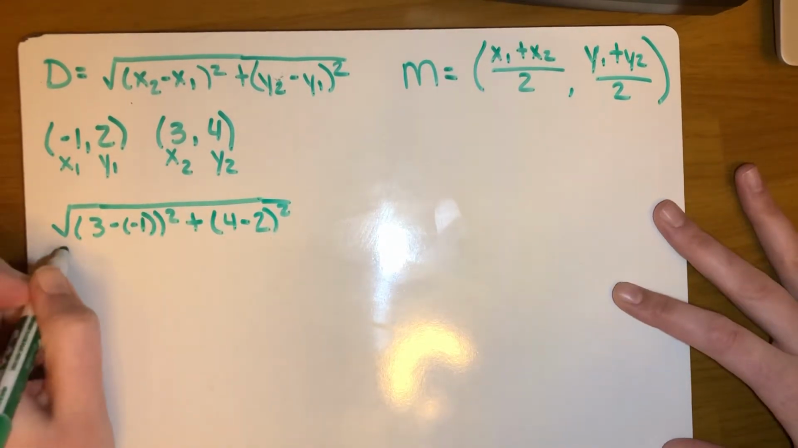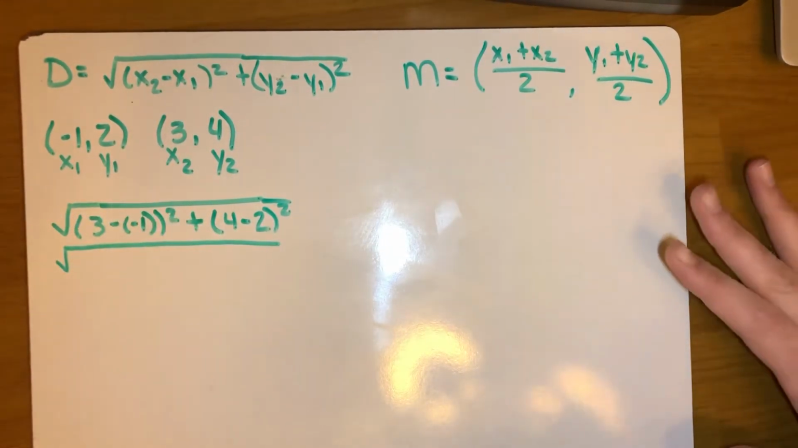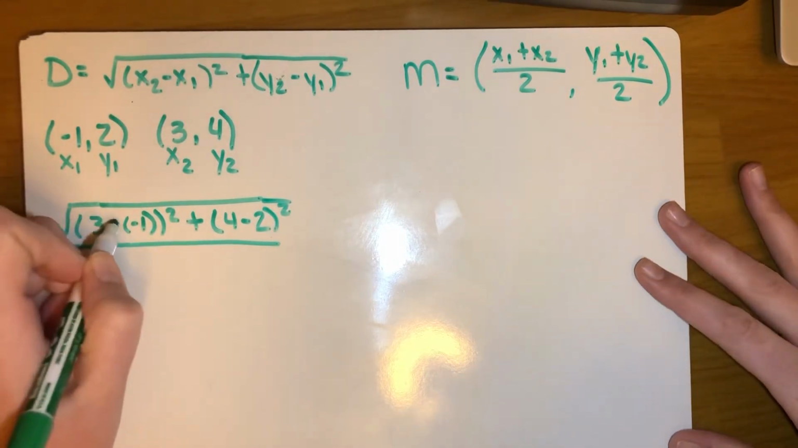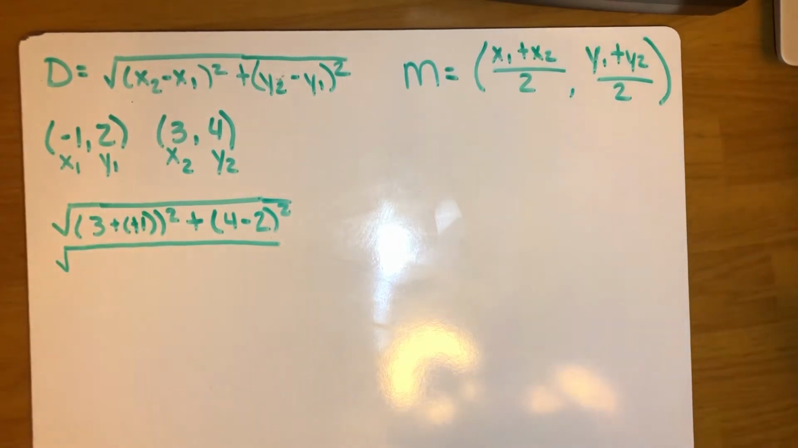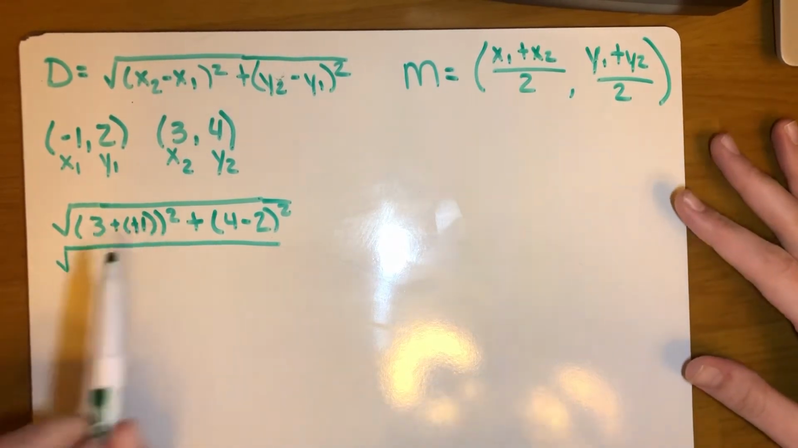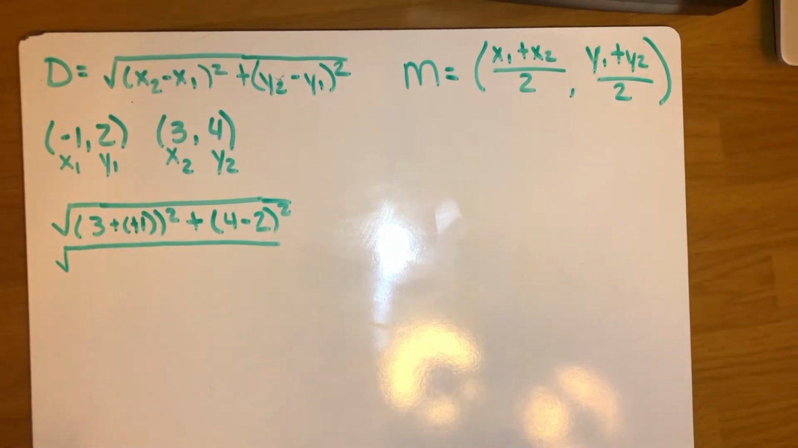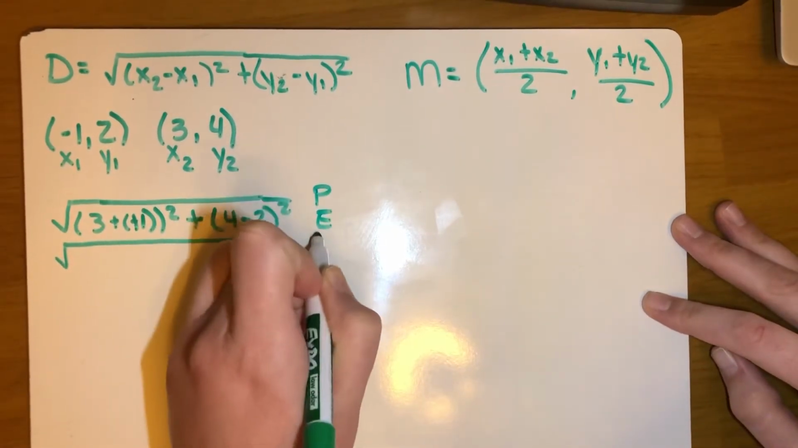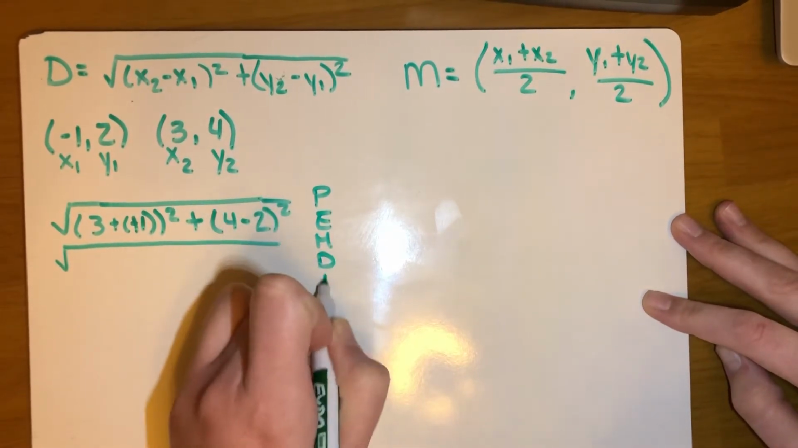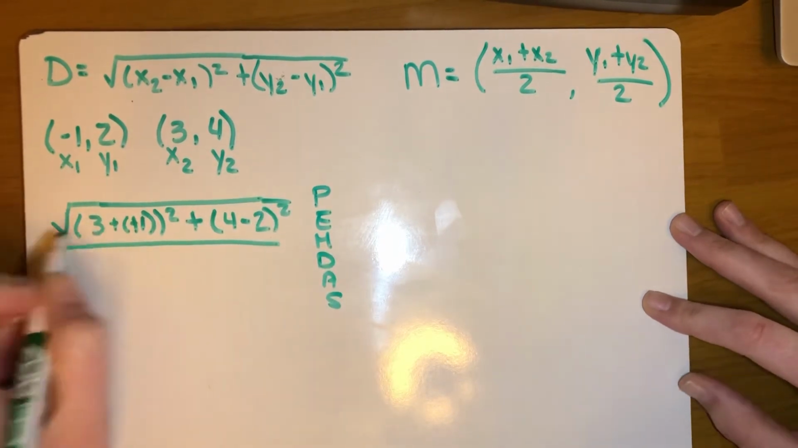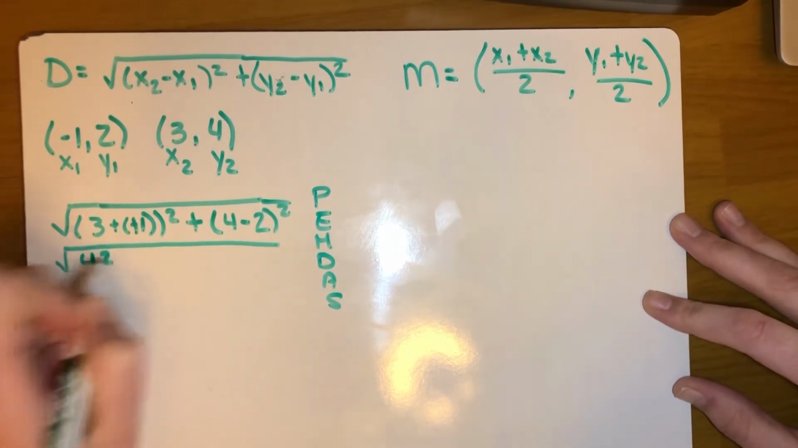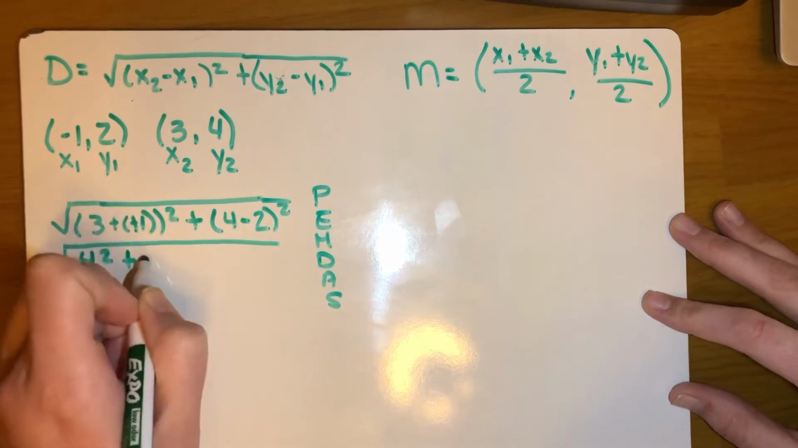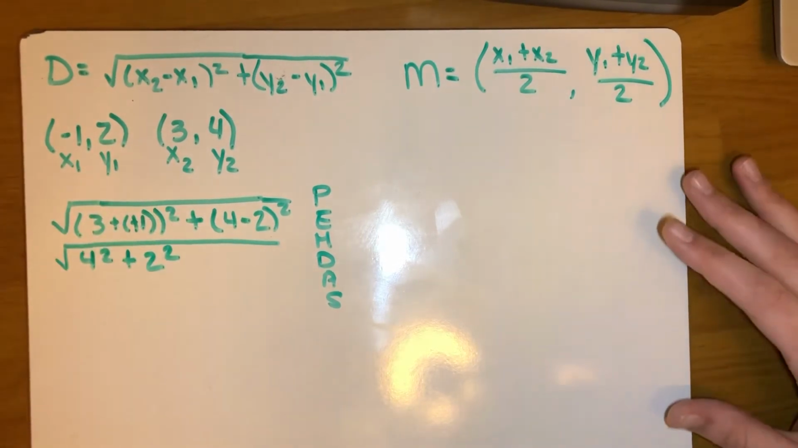And now I'm just going to work on following order of operations. I know that I have minus a negative, so I'm going to make that into a plus a positive. And then I'm going to go ahead and do my exponents. Not exponents, but parentheses. So in PEMDAS, please excuse my dear Aunt Sally, we're going to start with our parentheses. So I'm going to do 3 plus 1, which is 4, and 4 minus 2, which is 2.